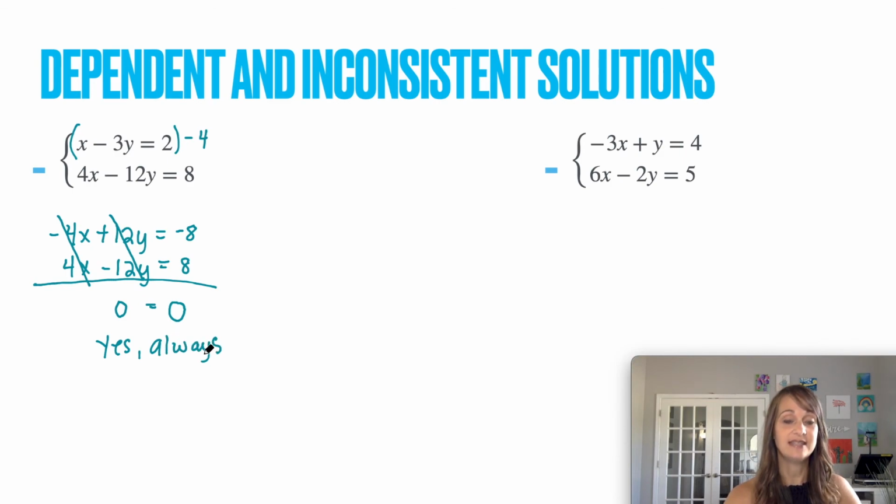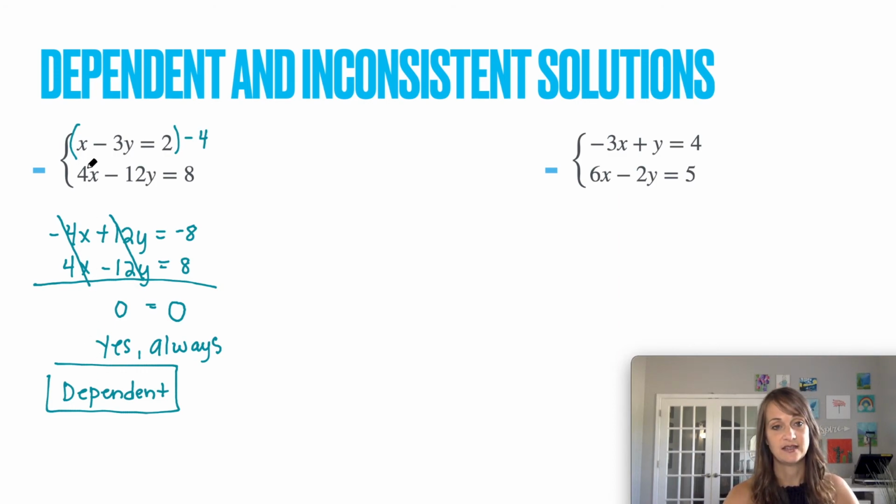In this case, this is actually considered a dependent solution, meaning any value that you plug into x and plug into y will actually work. These basically are the same lines. The bottom equation just happens to be a multiple of the top equation.